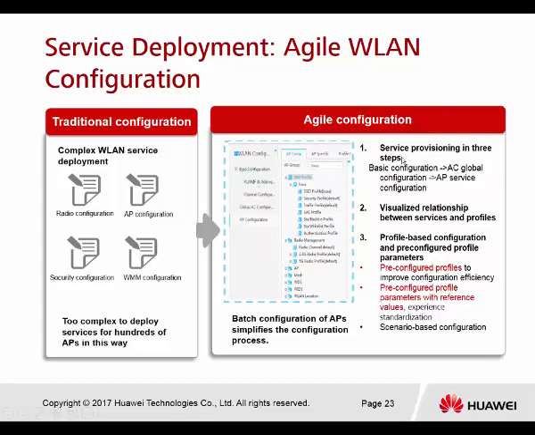The first one is service provisioning in 3 steps: the basic configuration, the AC grabber, and also the AP service configuration. So they simplify it into 2 different parts, AP and AC. Visualize the relationship between service and profile.